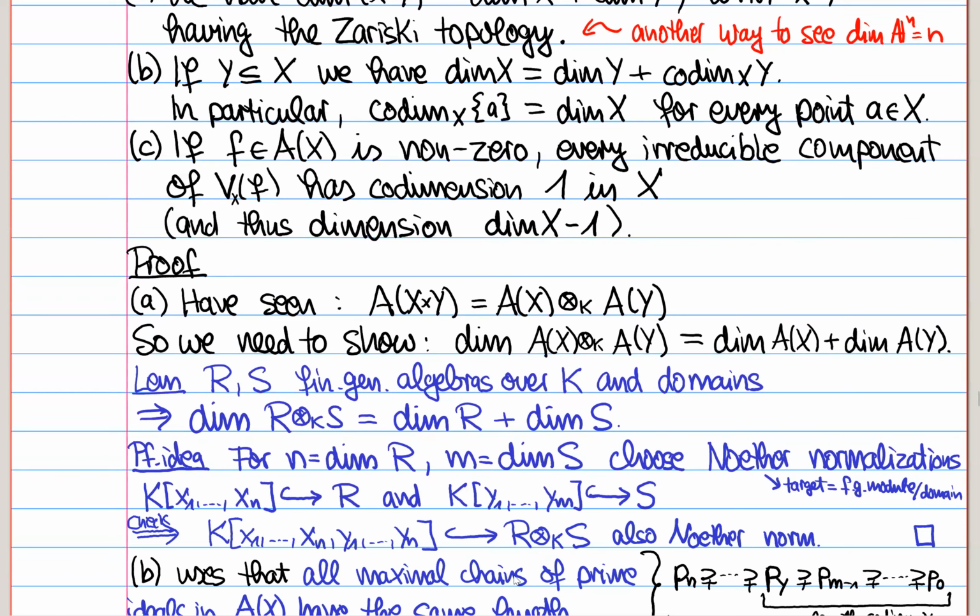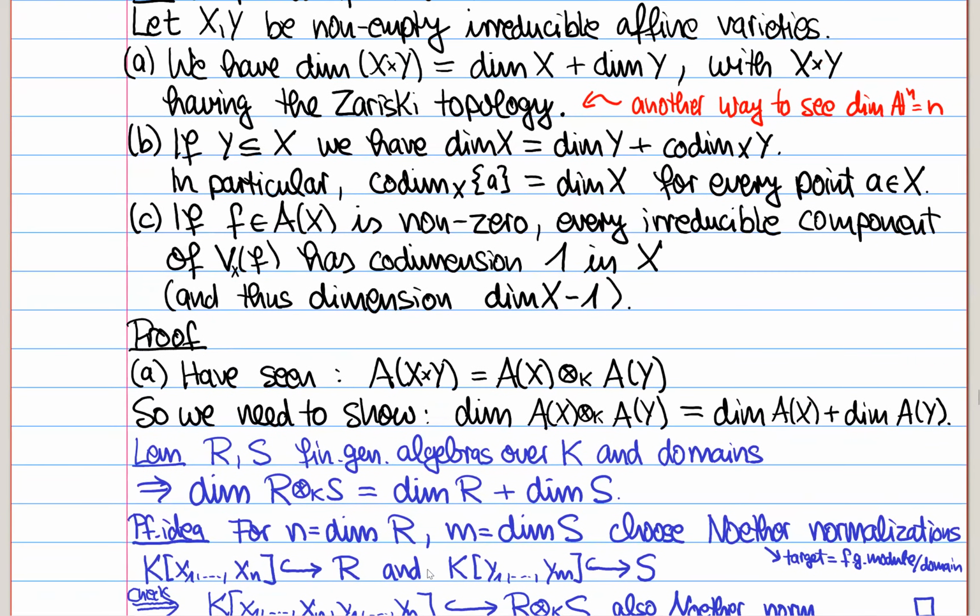And then one thing you should check is that this is an injection. With tensor products, injections are not necessarily preserved, but the fact that we're working over a field tells you that nothing goes wrong here. And then you show that the target is also a finitely generated module over the domain. And this together with this characterization allows you to see that this has dimension n plus m. Sorry, it should be m. Okay, so this is one thing. We have proven the first part.